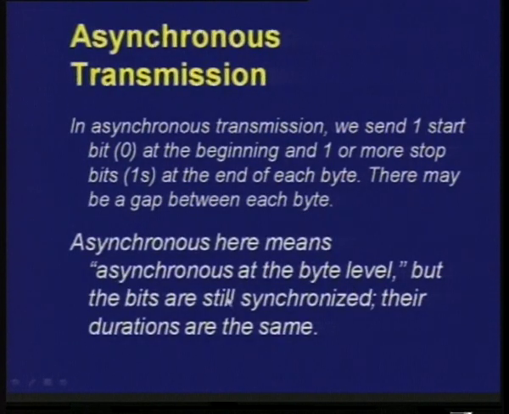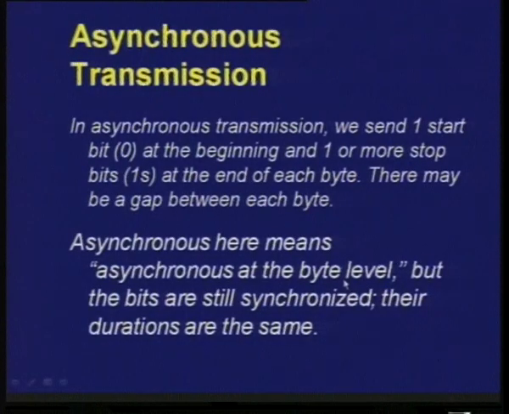That is, the bits are still synchronized and their durations are the same, and as I said, this is something that would be handled by the physical layer. So we are talking about adding some framing bits in order to make sure that, asynchronously at the byte level, you are sending data, but you are able to recognize the beginning and end of each byte. So let us look at how that gets done.